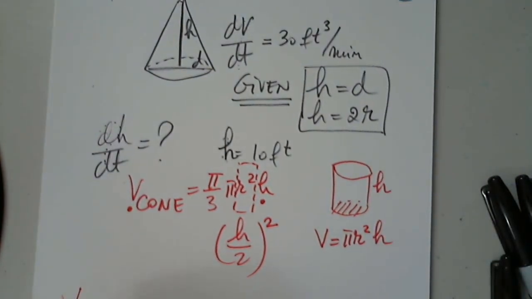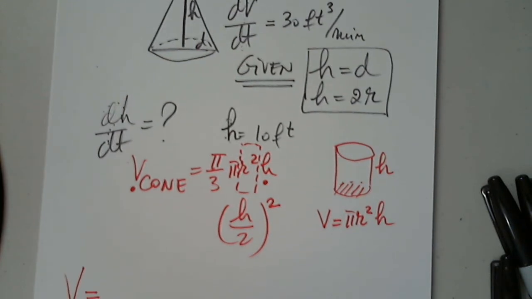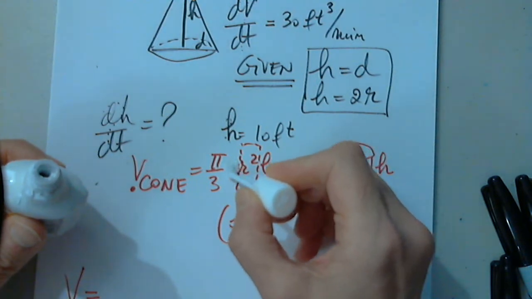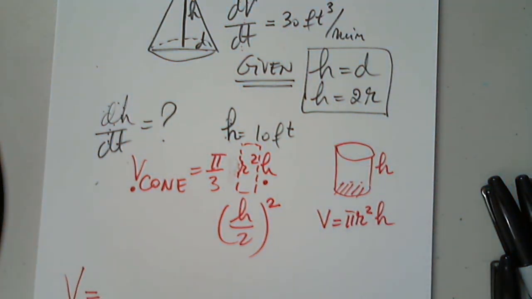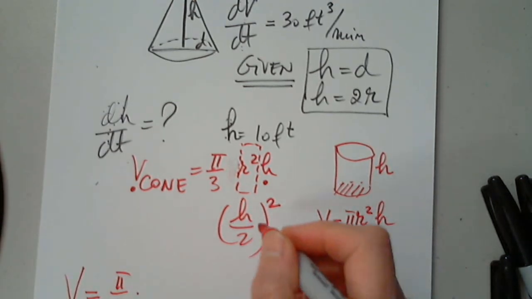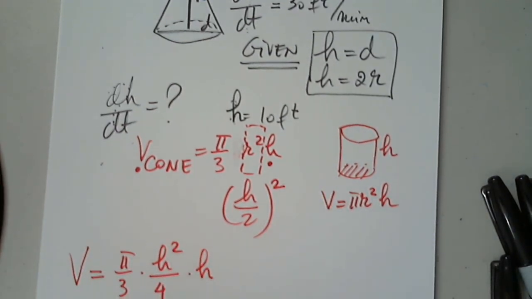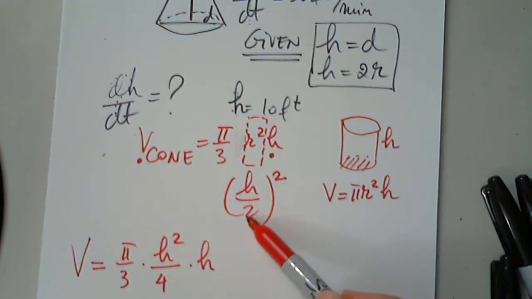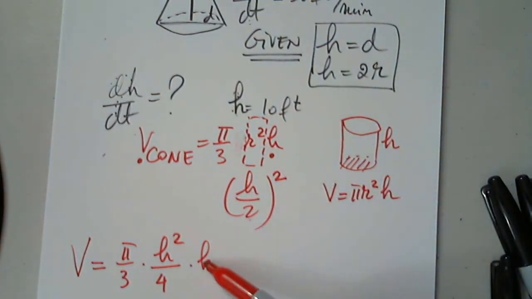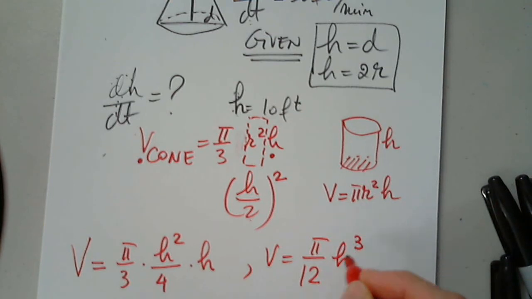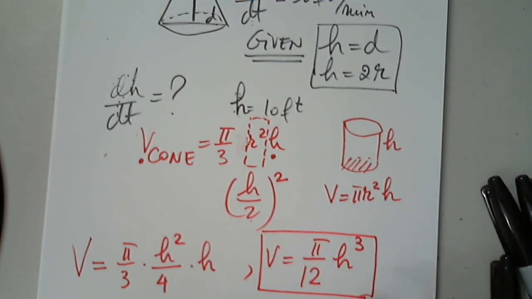So then the volume of this cone is, careful, I wrote pi twice. Please don't write it twice. Sorry, my apologies. Okay, so pi divided by 3 times h squared divided by 4 times h. r squared, h over 2, so I have h squared over 4, and times h. Okay, so then the volume is pi divided by 12, h cubed for our situation.